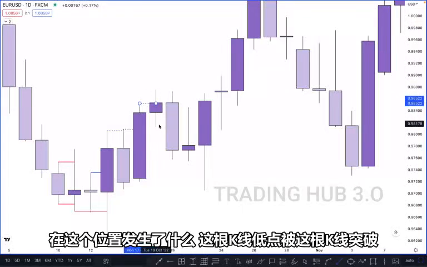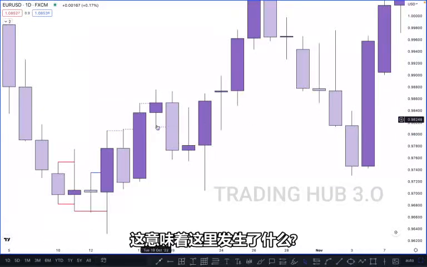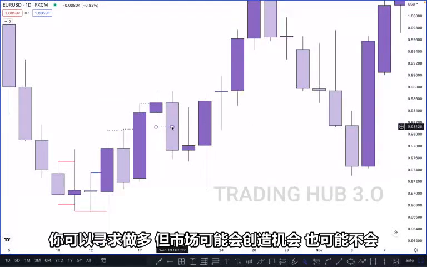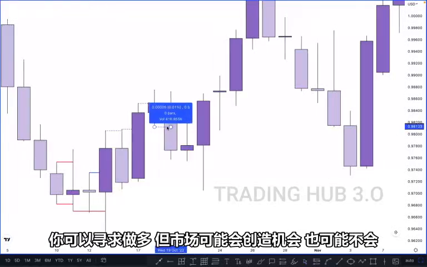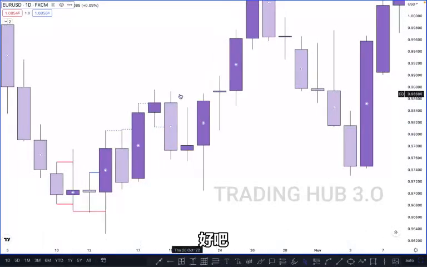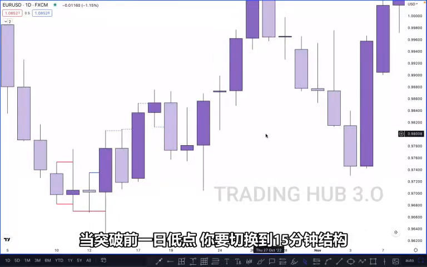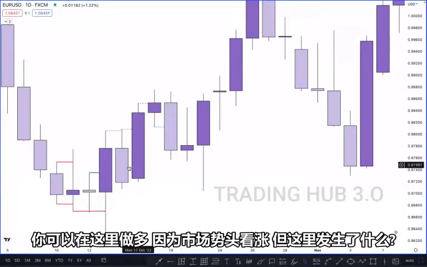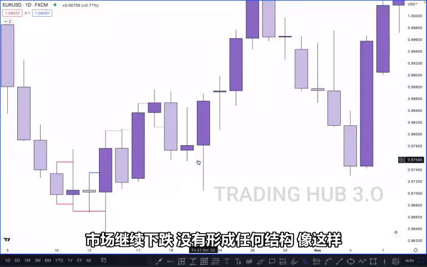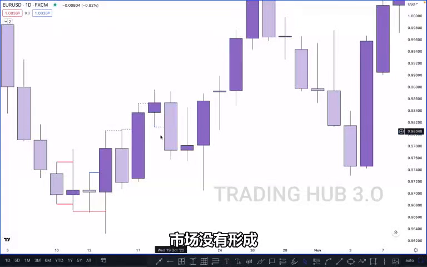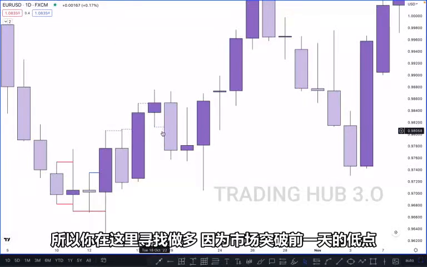So what happened at this point, this candle low is broken by this one. It means the market broke the previous low, so you can look for the buy, but the market may create confirmation and may not. This will be confirmed when you switch into the 15-minute structure. The market has taken out the previous day low, so you can buy here because market momentum is bullish. But here the market continues pushing downside and does not create any structure like this. So simply you are looking for a buy here because the market has taken out the previous day low.